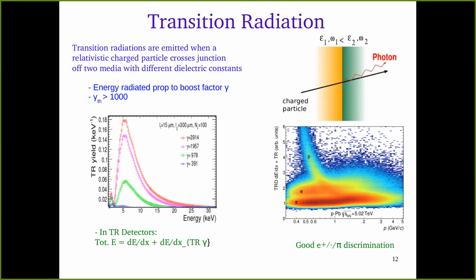When it is not possible for you to separate electron and pion using the ionization energy loss information, then you come to time of flight. Even if it is not possible there, then you come to this TRD, and using TRD information, you can separate out the electrons from pions.